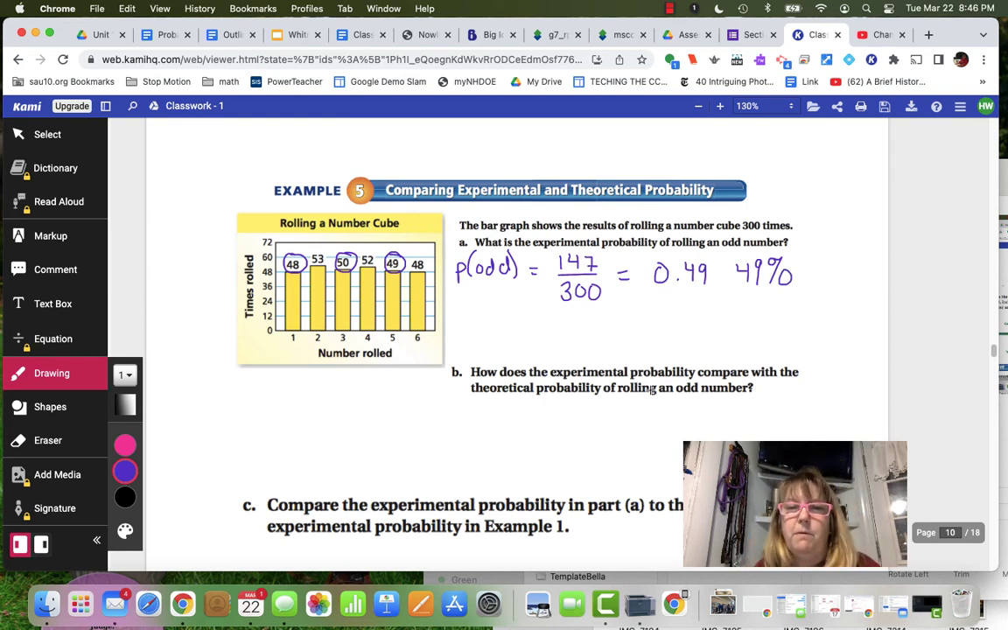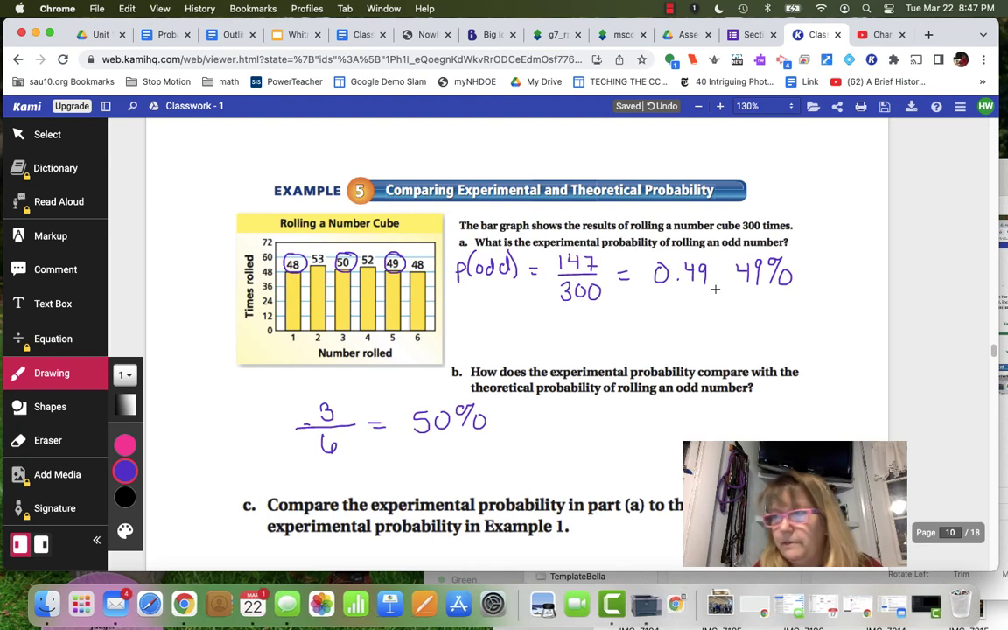So how does the experimental probability compare to the theoretical probability of rolling an odd number? Well, again, we know that if we go back to 10.2, we can figure out the probability of this. There are 6 different outcomes and 3 are odd. So that would be 50% because it's 1/2. So we know the theoretical probability is 50%, yet the experimental probability was 49%.